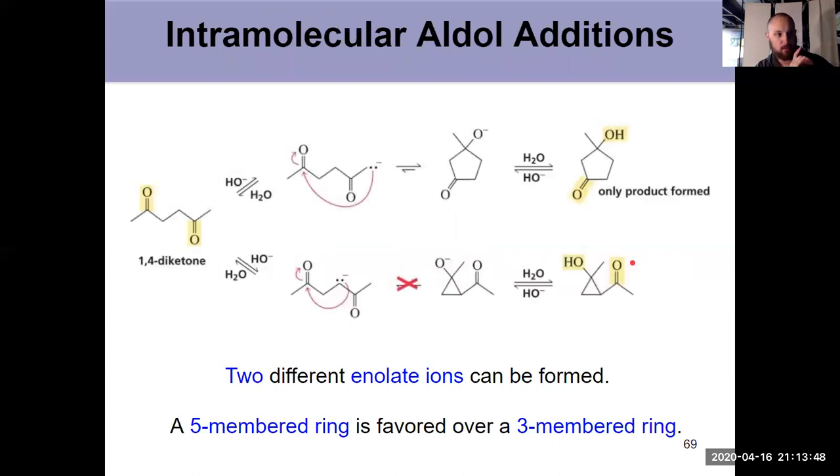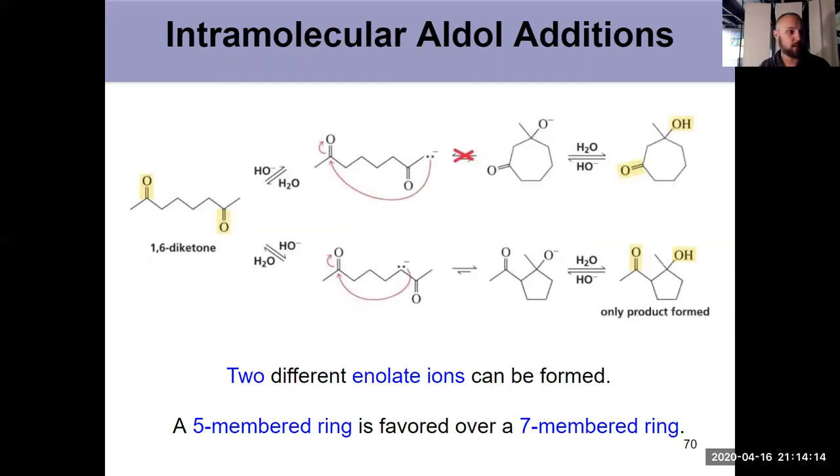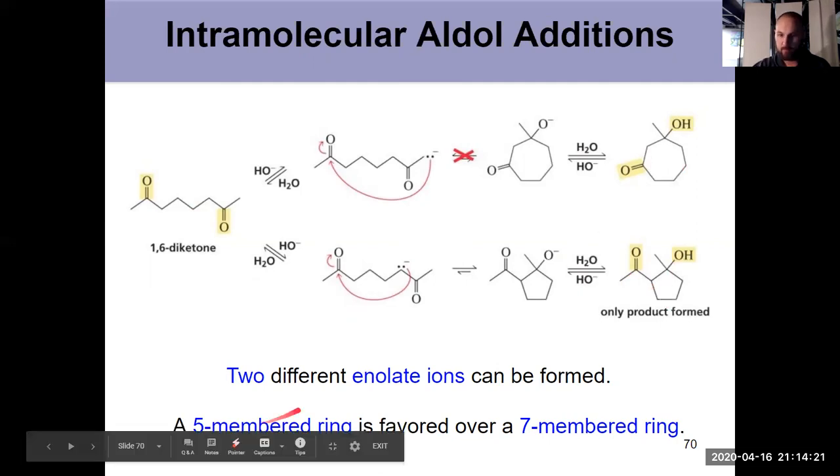But what about what we're making? If I have a 1,4 diketone, I have 2 alpha hydrogens I could pull off. I could pull them off from the inside, I could pull them off from the outside. But one of those is going to make a 3-membered ring. The other one is going to make a 5-membered ring. And you're always only ever going to form 5-membered or 6-membered rings via Dieckmann condensation. Same thing over here, could form a 5-membered ring or a 7-membered ring. You're only going to form the 5-membered ring.